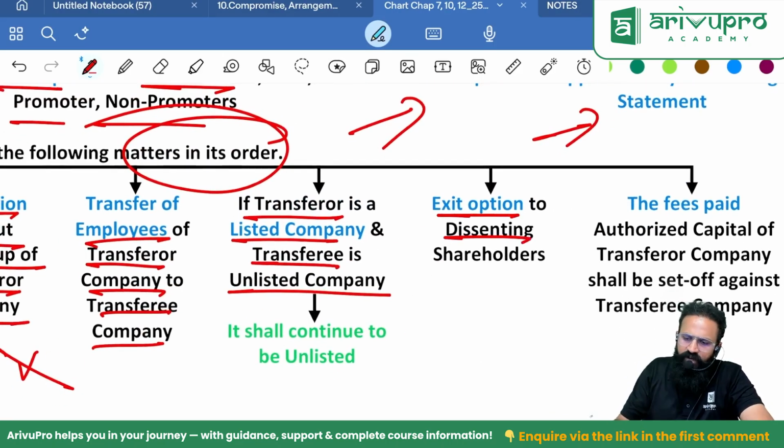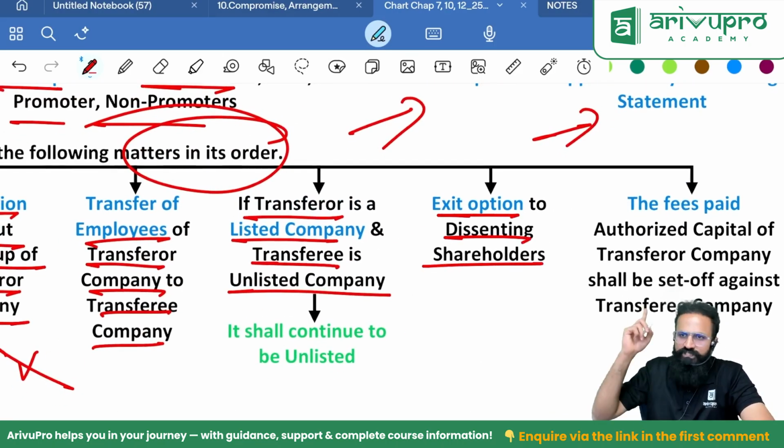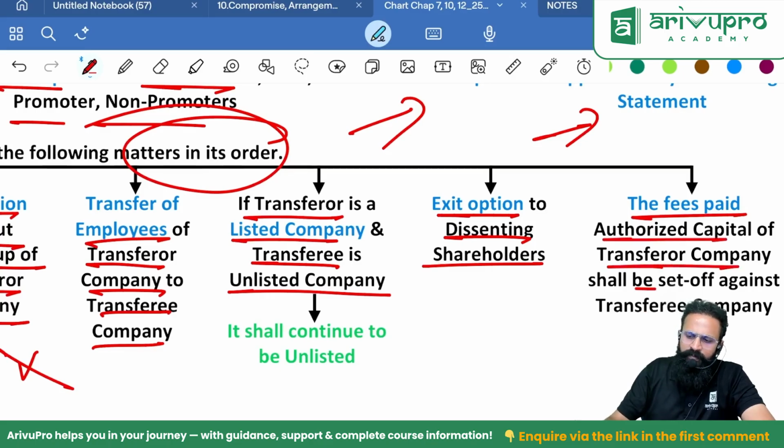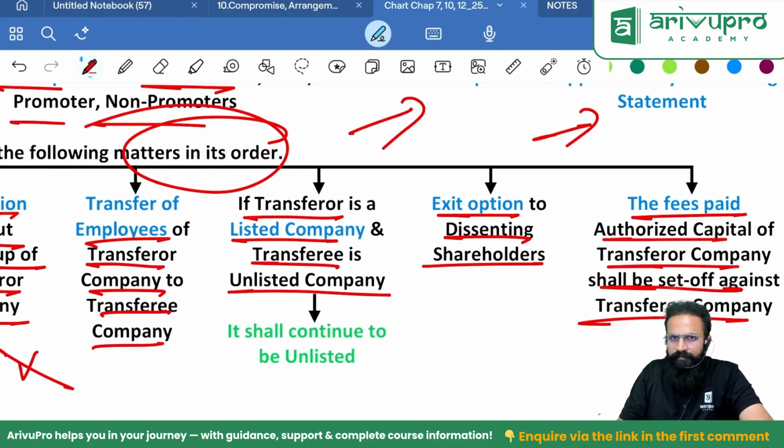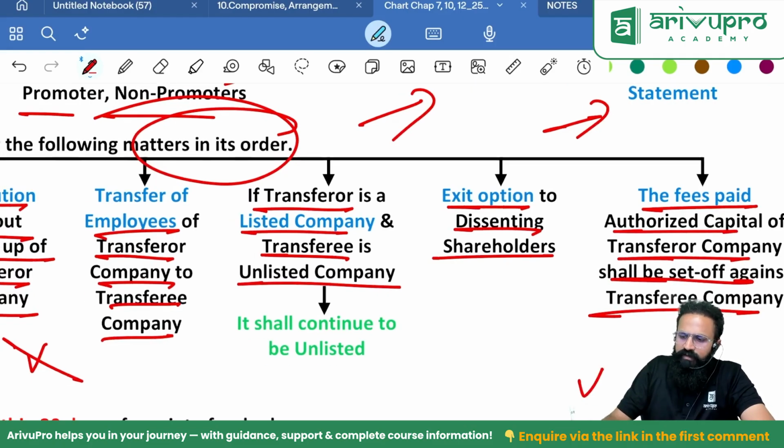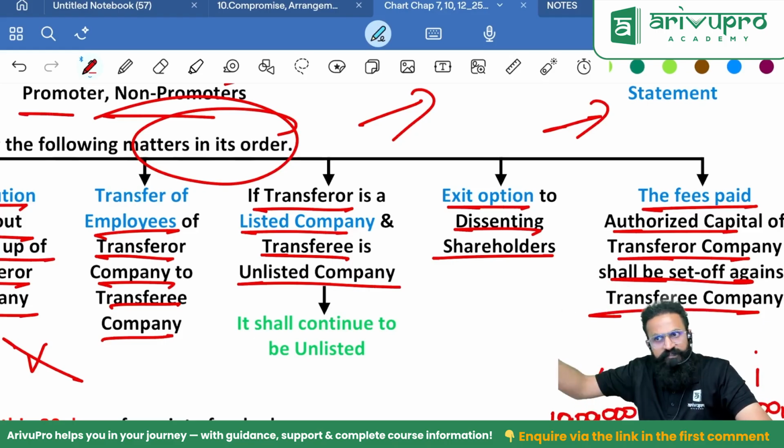Exit option to dissenting shareholders is similar. The fees paid on the authorized capital of the transferor company shall be set off against the transferee company. Agreed? What is this? Vodafone Idea. Vodafone's authorized capital was 10 lakh. Idea's capital was 5 lakh. They would have already paid fees respectively.